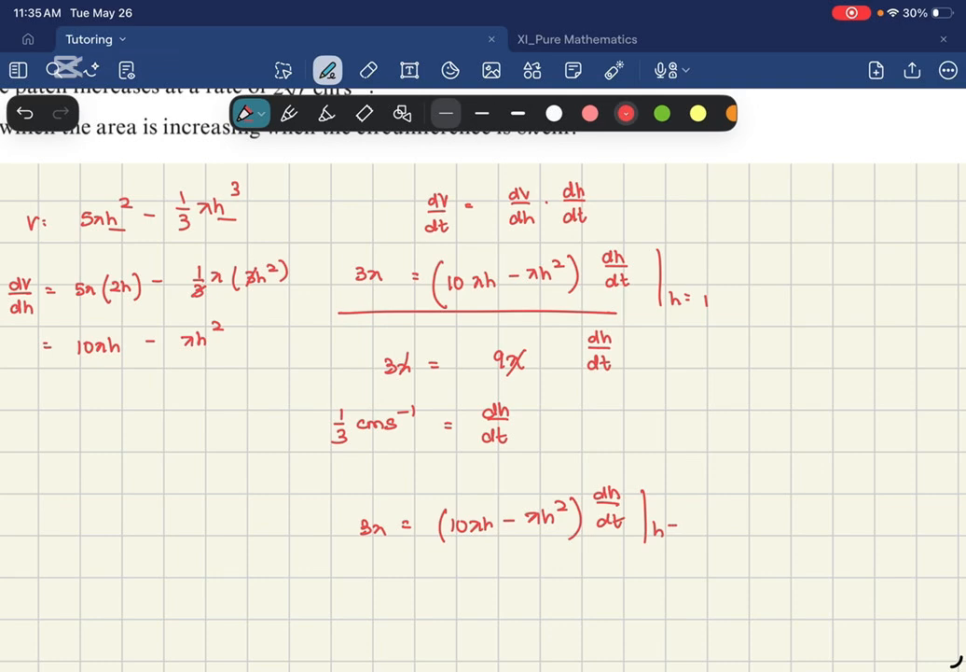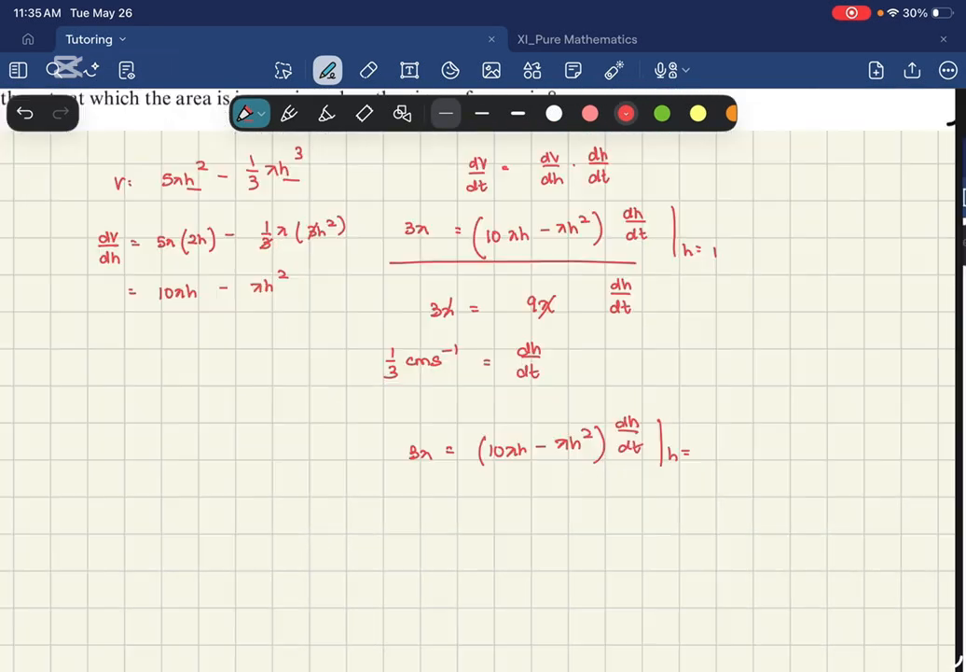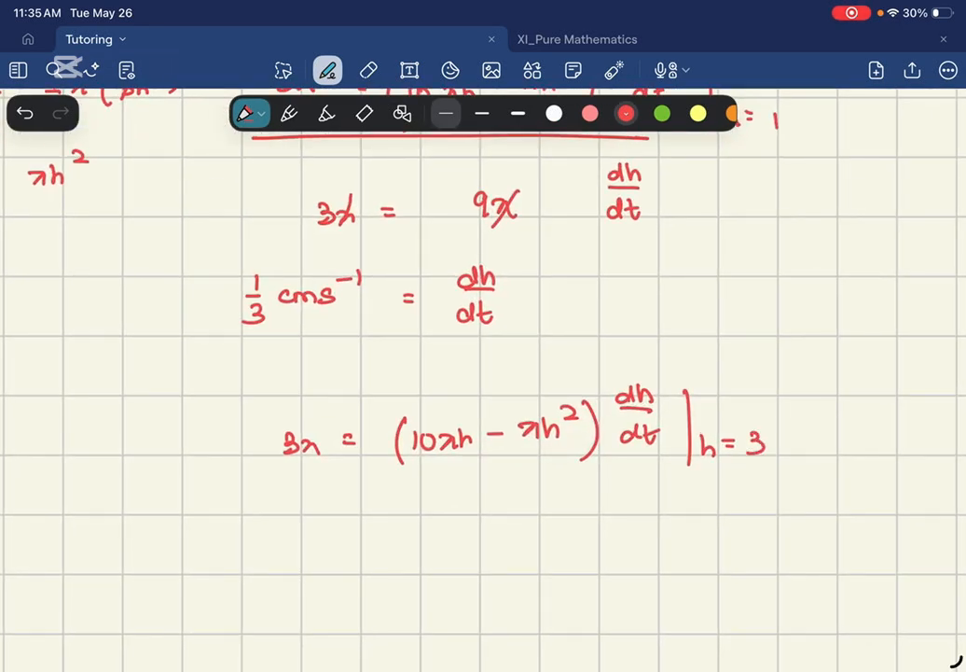We want to solve it for h is equal to 3. So I substitute 3 here. I get 3 pi equal to 30 pi minus 9 pi dH by dt. So this is just 21 pi.